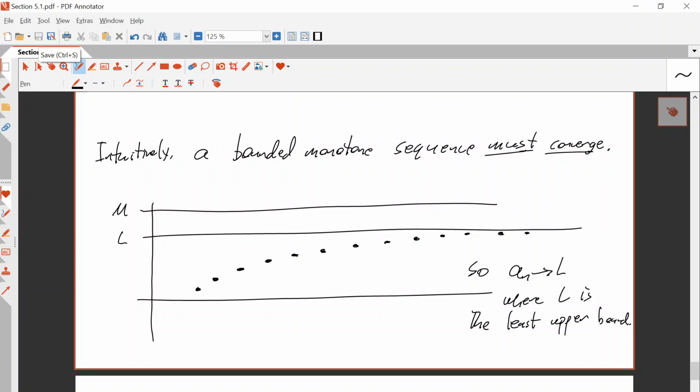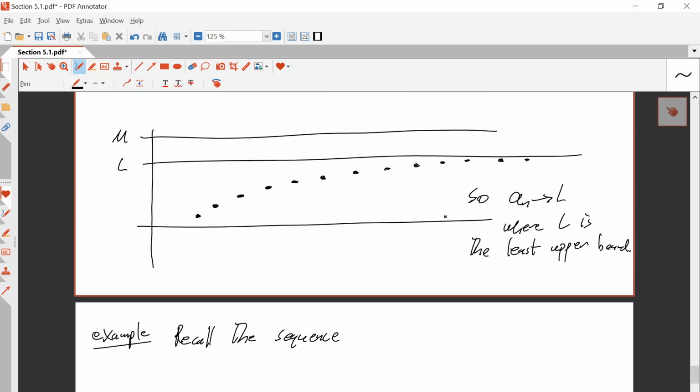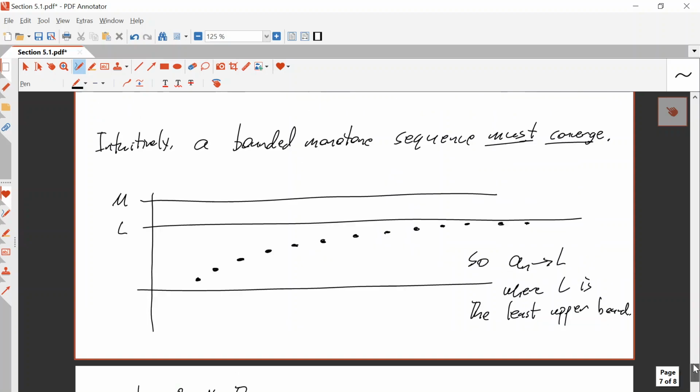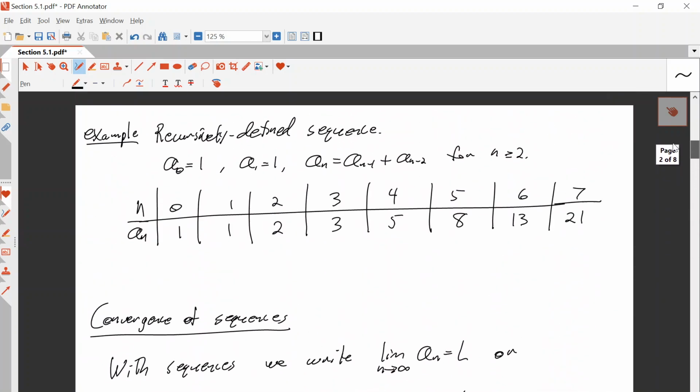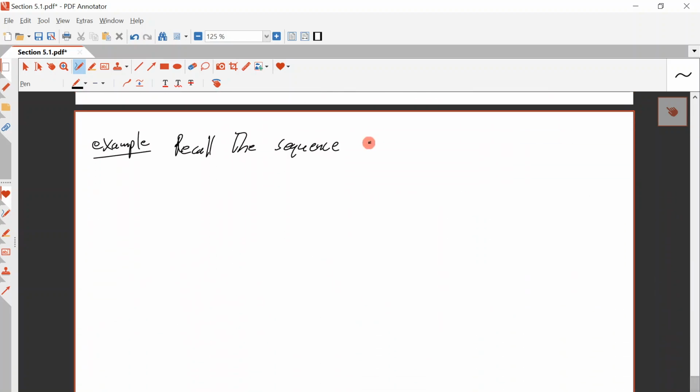So, for example, you remember that sequence Fn, right? Recall the sequence. Did I call it Fn? What did I call it? I called it An. Yeah, I called it An. Let's call it sequence Fn defined as follows. It's called the Fibonacci sequence.